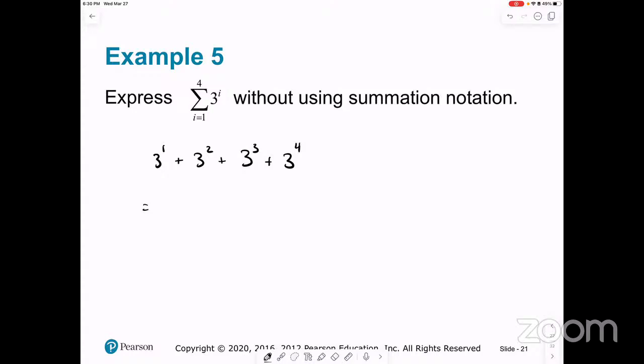3 plus 9 plus 27 plus 81. Let's see. Those together bring it to 90. 90 plus 30, is that 120?